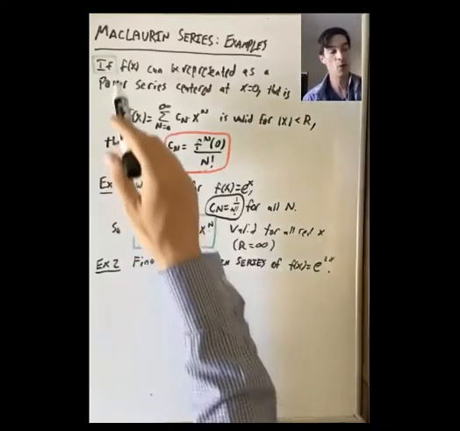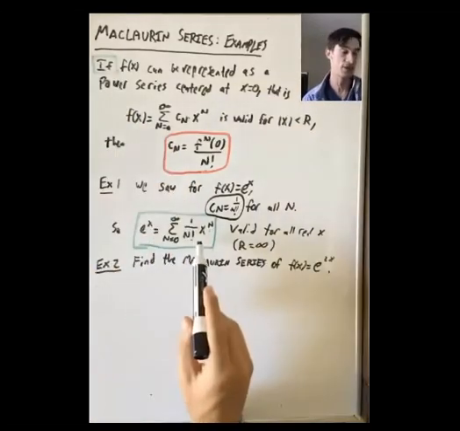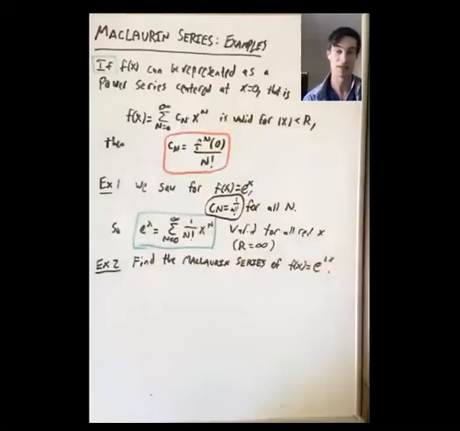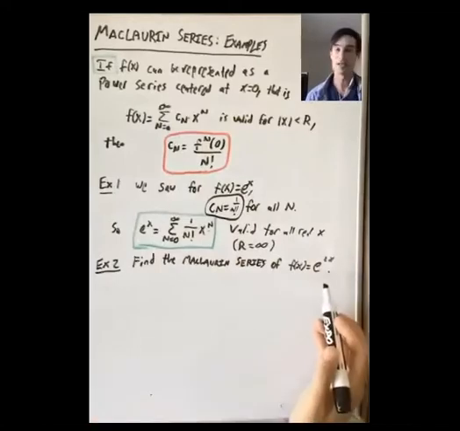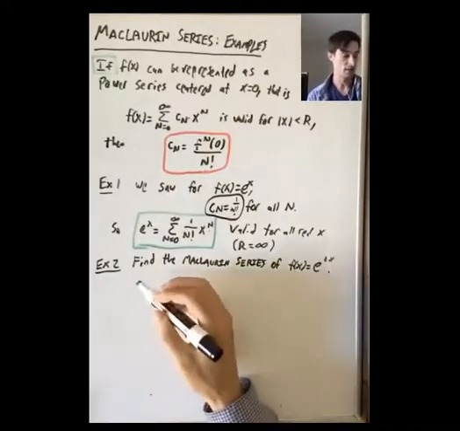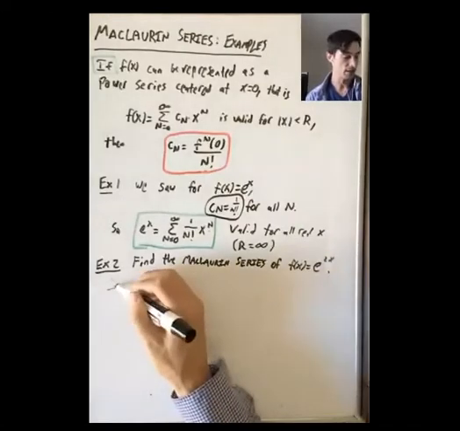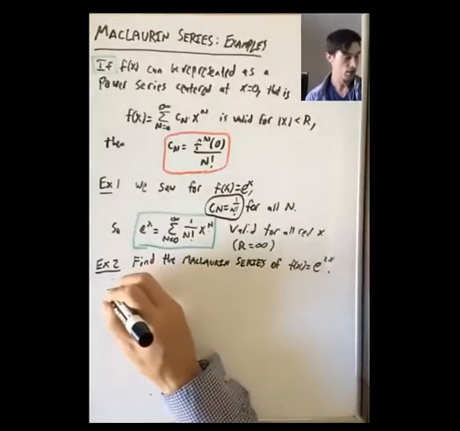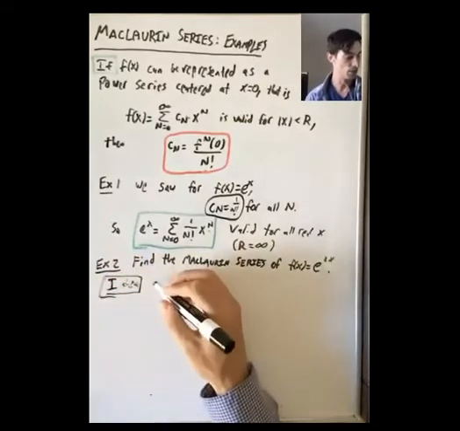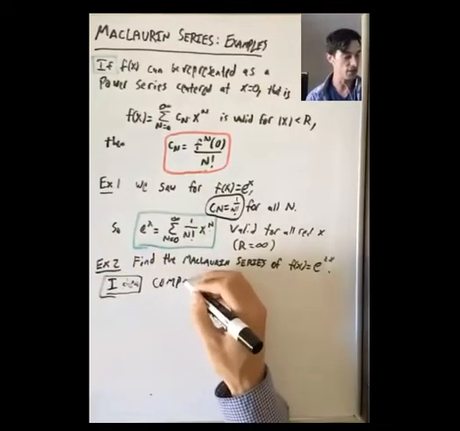So remember, we're warning that not every function is equal to its Maclaurin series, the series that you get from this expression, but e to the x is equal to its Maclaurin series everywhere. Okay, so let's do another example. Let's find the Maclaurin series of e to the 2x. And remember the big idea. We'll do the same thing that we did to do e to the x, is we'll compute the first few derivatives and find a pattern.